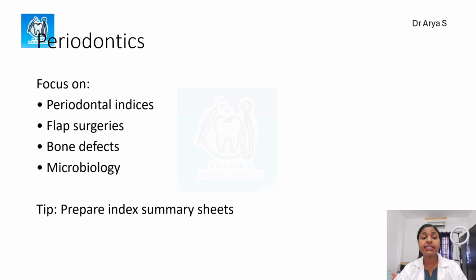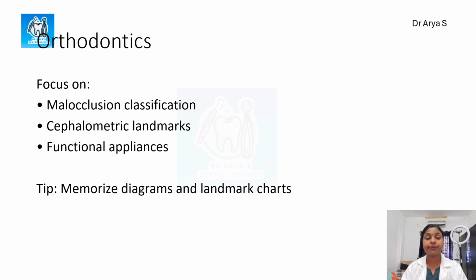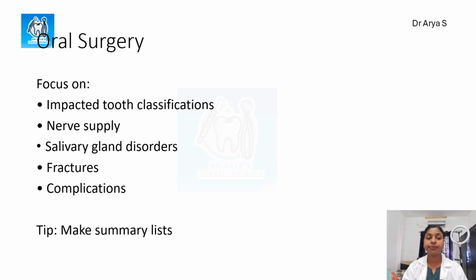And in periodontics, focus on periodontal indices, flap surgeries, bone defects, microbiology. Prepare index summary sheets. Conservative dentistry and endodontics, focus on GV Black classification, endodontic instruments, irrigants, and medicaments. Create flashcards for instruments. Then orthodontics, focus on malocclusion classification, cephalometric landmarks, functional appliances. Memorize diagrams and landmark charts.